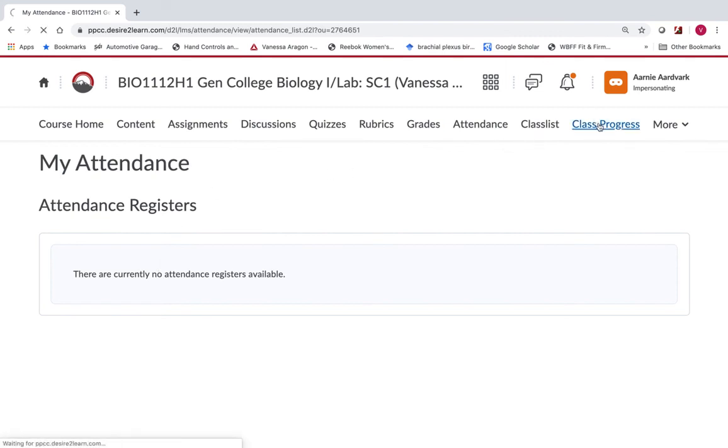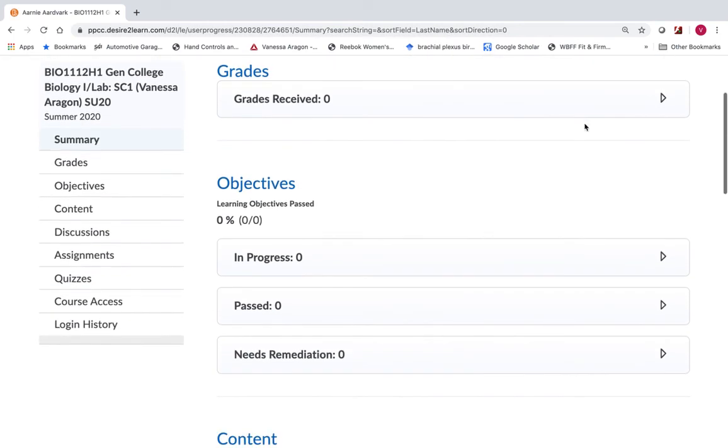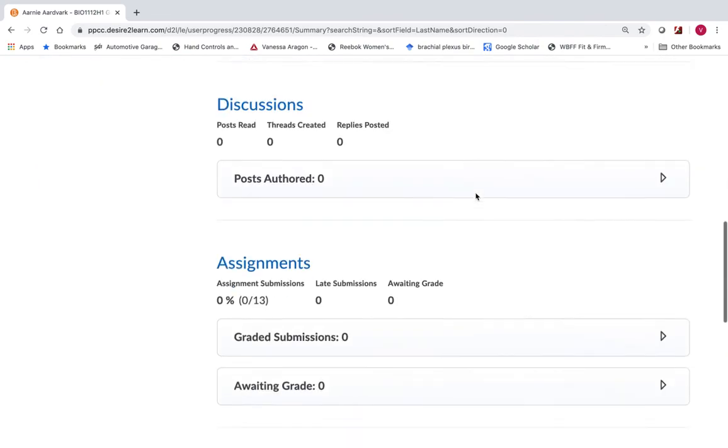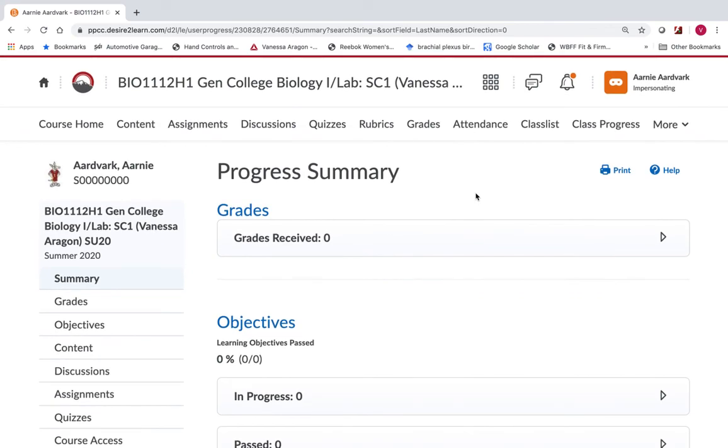Go ahead and click into class progress. If I want to see how I'm doing, you can see. You can click into every individual thing, and you can see I've not done anything because I'm Arnie Aardvark, and I have not done anything. So I think I have covered all of the meat and potatoes. Let's see. I'm going to look into groups here.